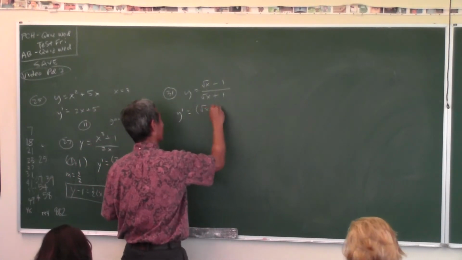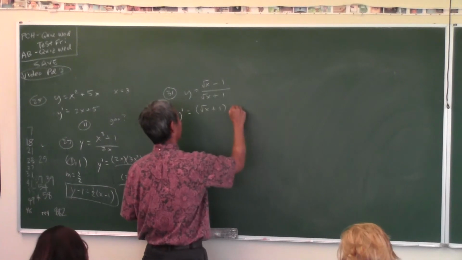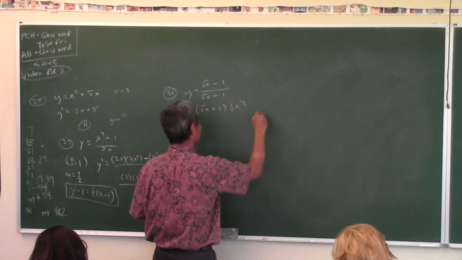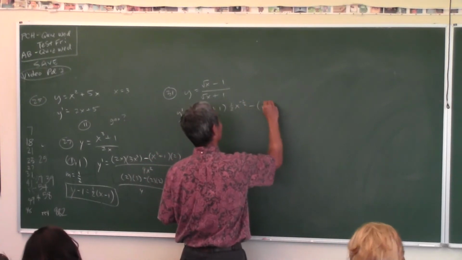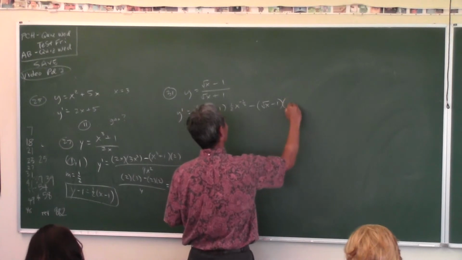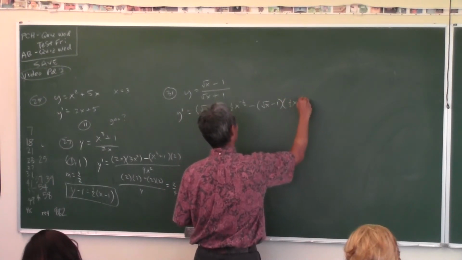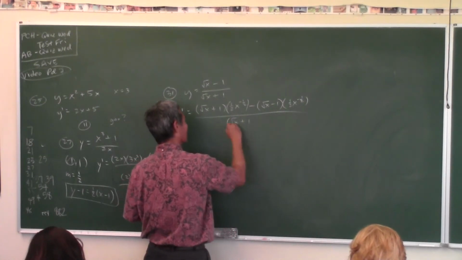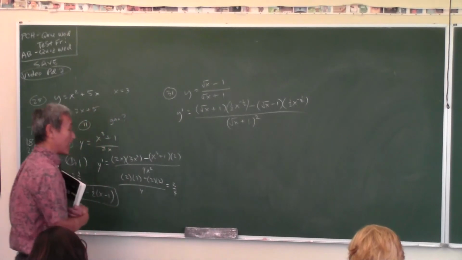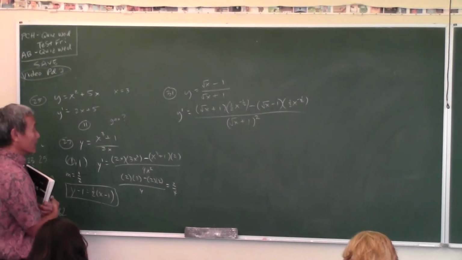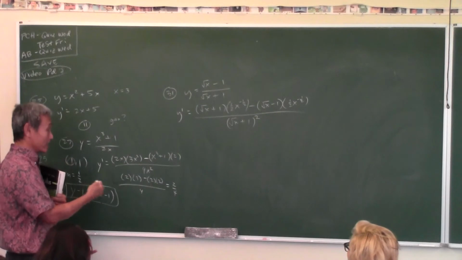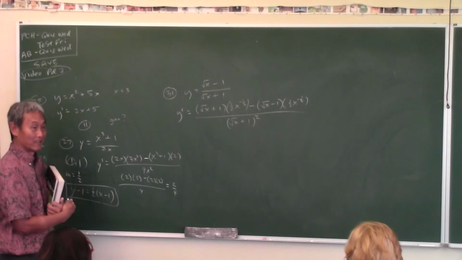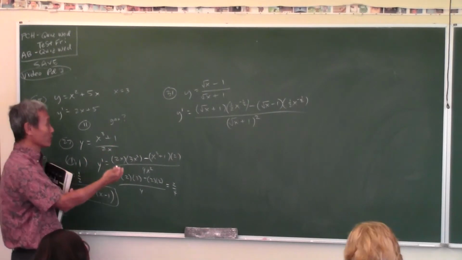Root x plus 1 times 1/2 x to the negative half minus root x minus 1 times 1/2 x to the negative half, all over root x plus 1 quantity squared. That is correct. Now tomorrow you're gonna have a problem like this on the quiz too. If you write that down, you actually did the quotient rule, I'll give you 2 out of 4 points. You want the other 2 points, you gotta simplify it. Did everybody get this? Did we at least secure the 2 points?